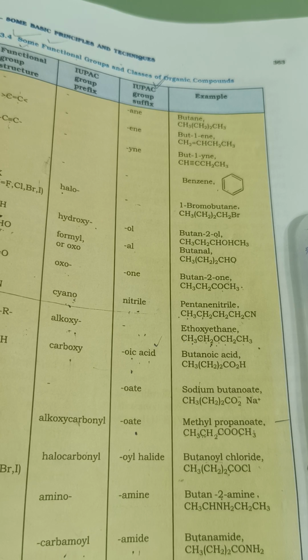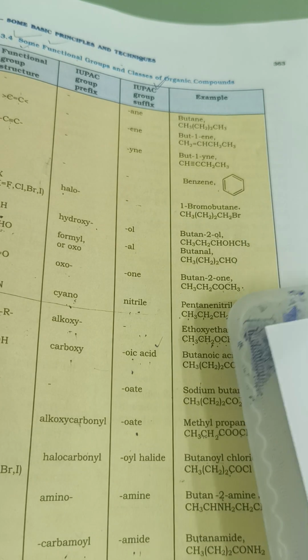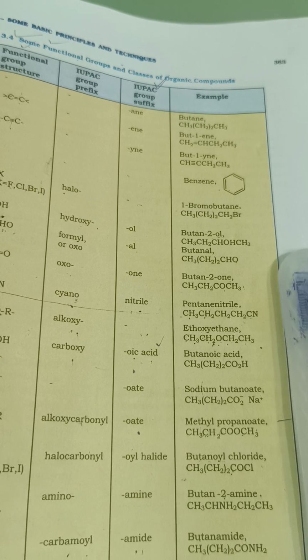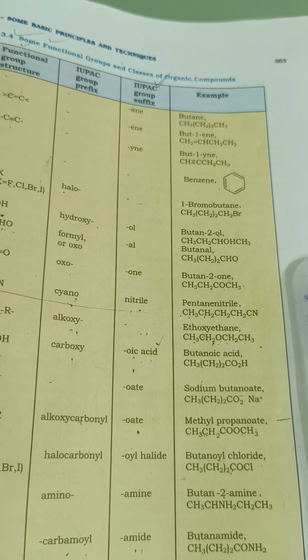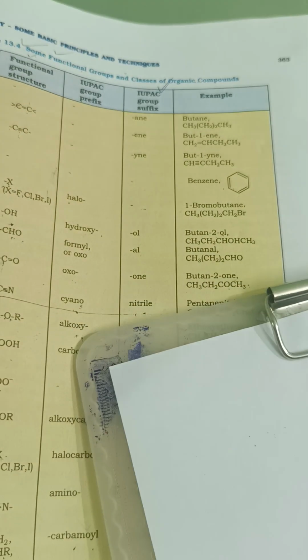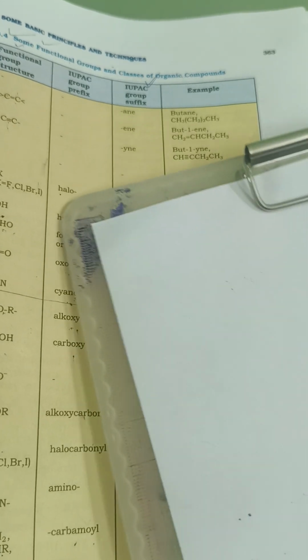In the last 3 classes, we have discussed different classes of organic compounds. Today, we are going to do different examples which will cover all the different classes of organic compounds. See, the first example given here is butane. Butane will come under the class of compounds called alkanes.